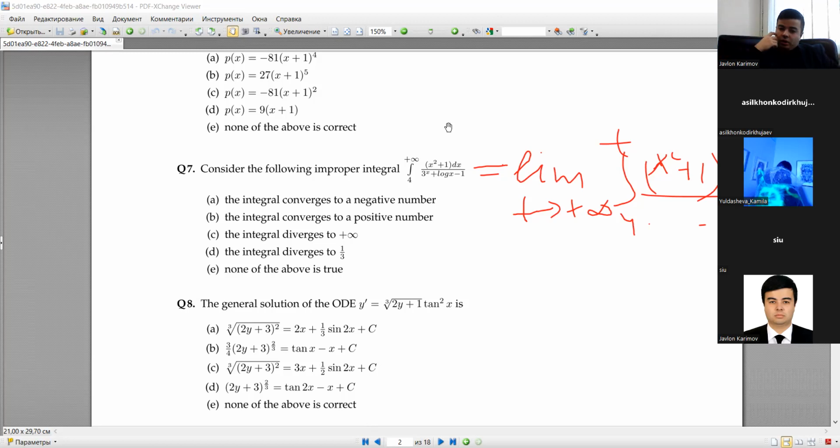First of all, by the comparison theorem, if the bigger one converges, the smaller one also converges. If the smaller one diverges, the bigger one also diverges. This is the comparison theorem. So now we need to estimate our given function with another function, which will be greater or which will be less. Yes?